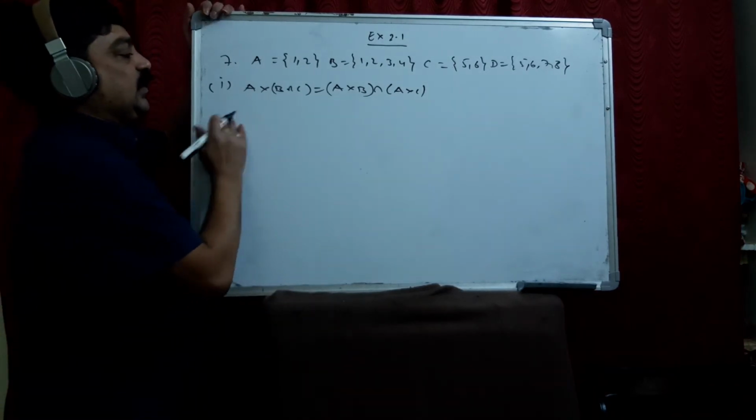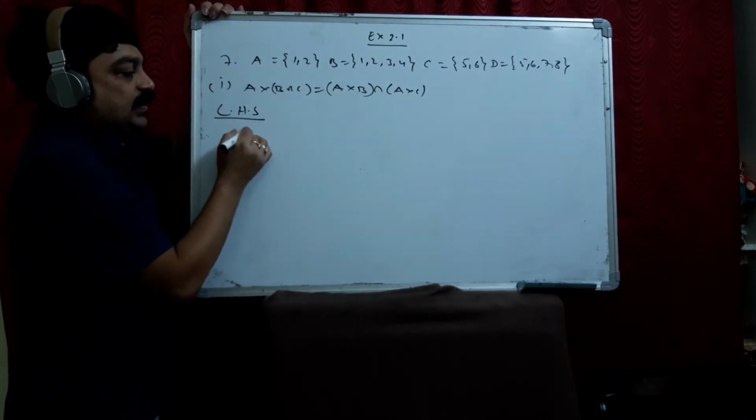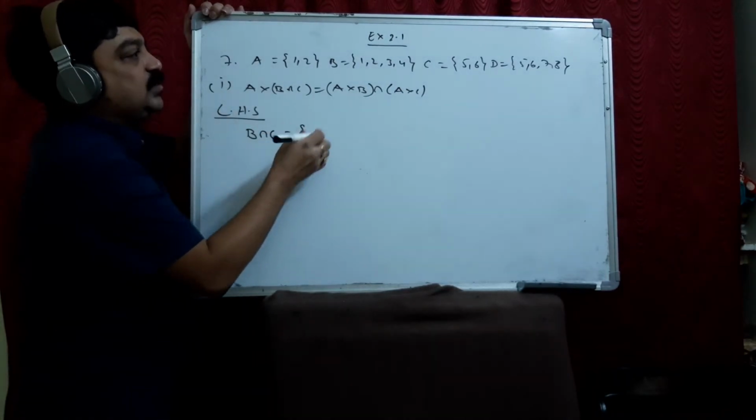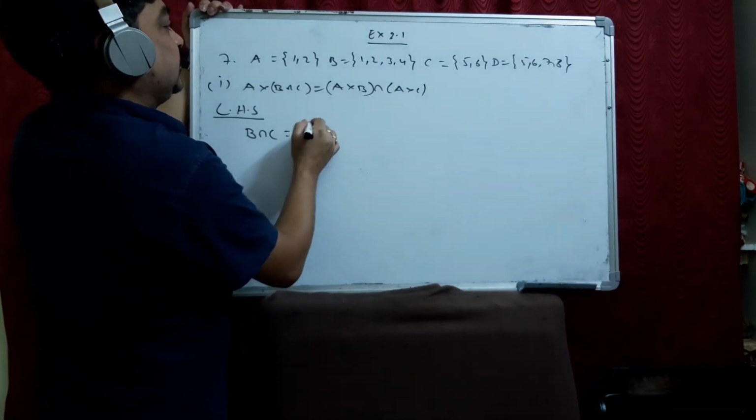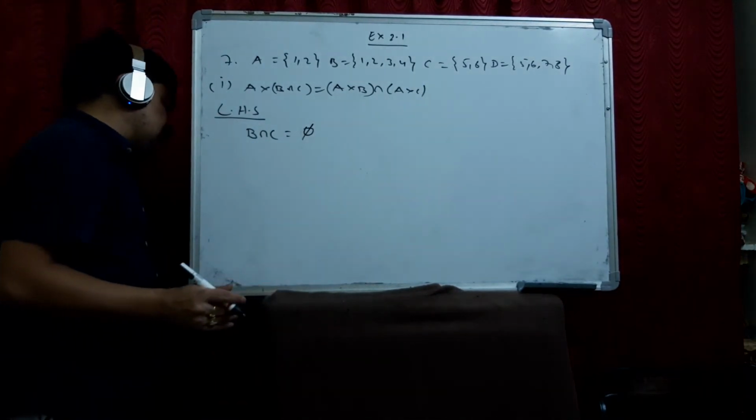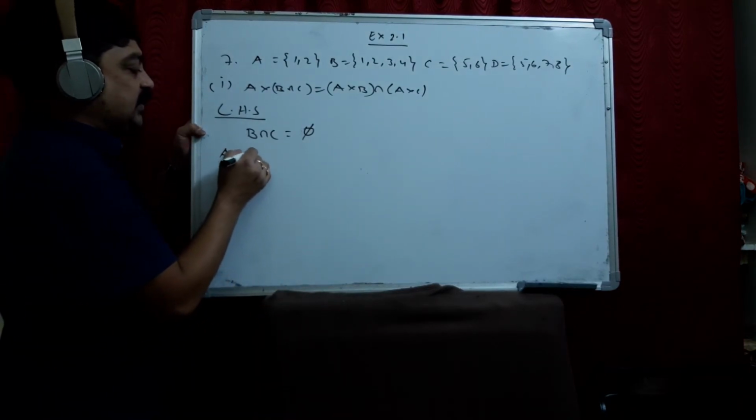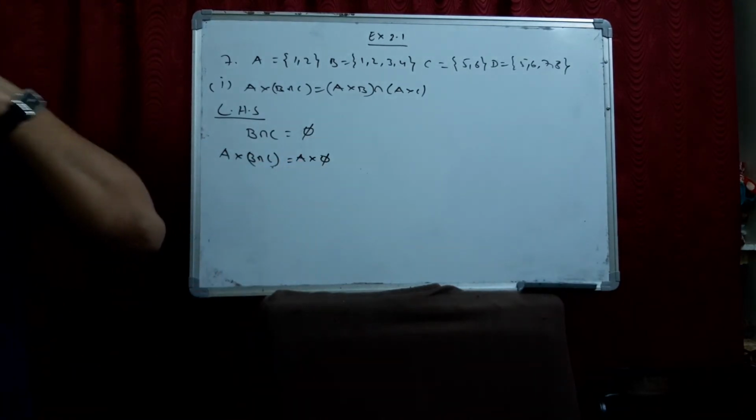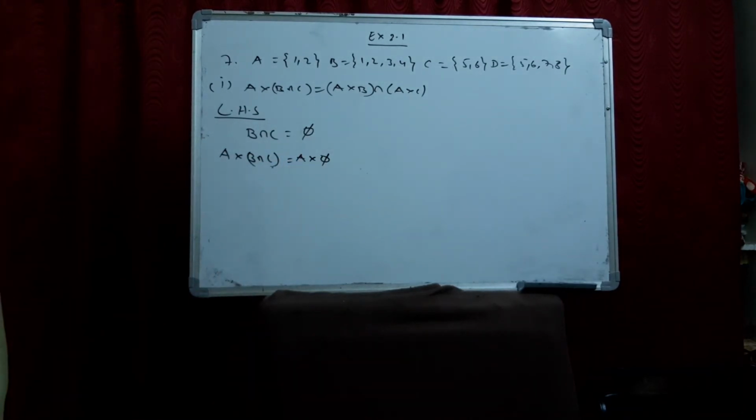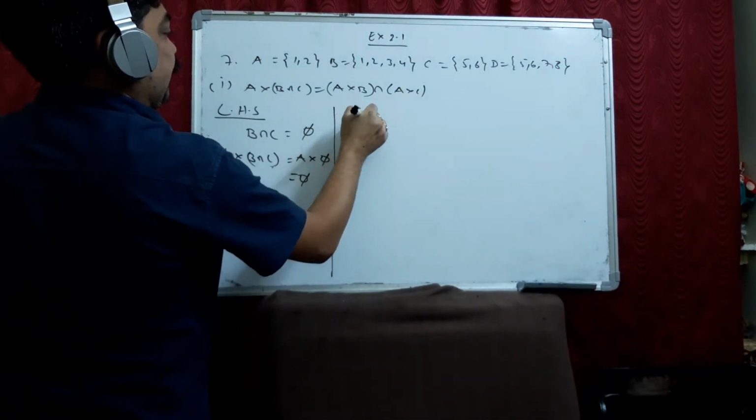Let us see. First, to find the LHS, we need the bracket B intersection C first. What is B intersection C? It is empty. B intersection C is empty, so there is nothing common. So what is A cross (B intersection C)? It is A cross empty. It will be empty.